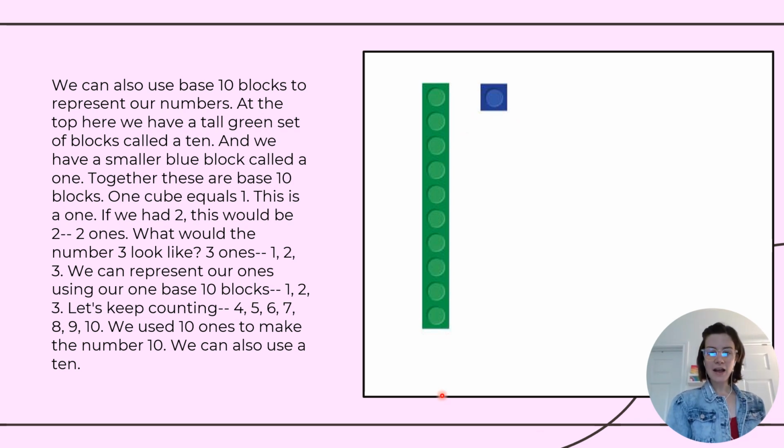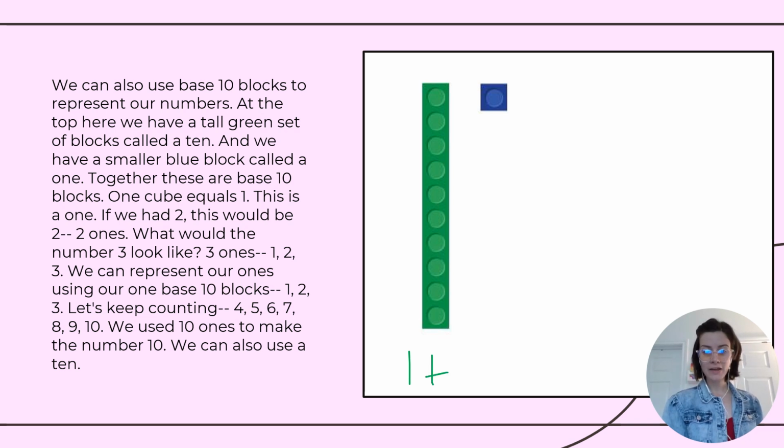So in my green 10, I have a bunch of little cubes snapped together. So each circle you see here is a cube. Let's go ahead and count how many cubes there are. 1, 2, 3, 4, 5, 6, 7, 8, 9, 10. So there are 10 ones in this 10. That's why it's called 10, right?